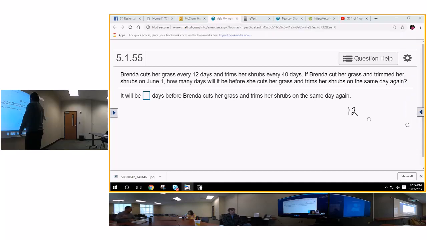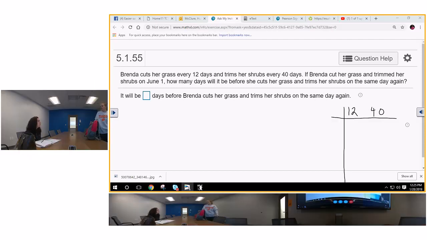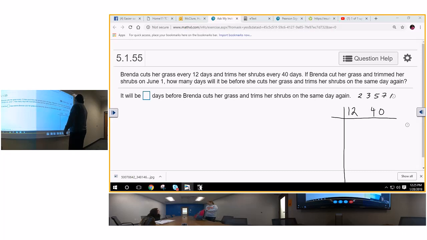12 and 40. 2, 3, 5, 7, 11, and sometimes 13.